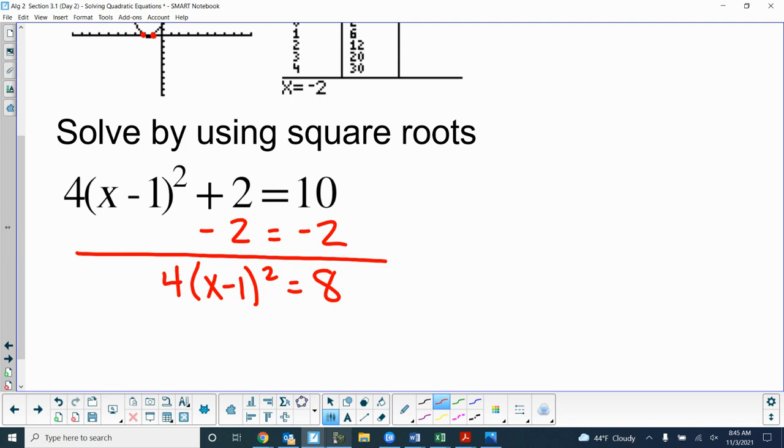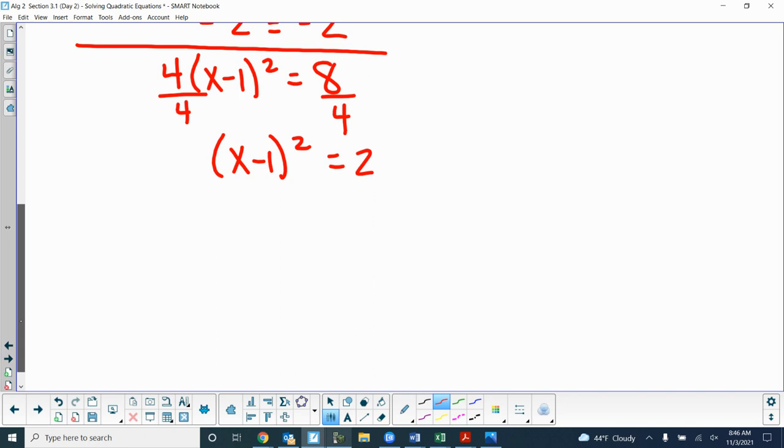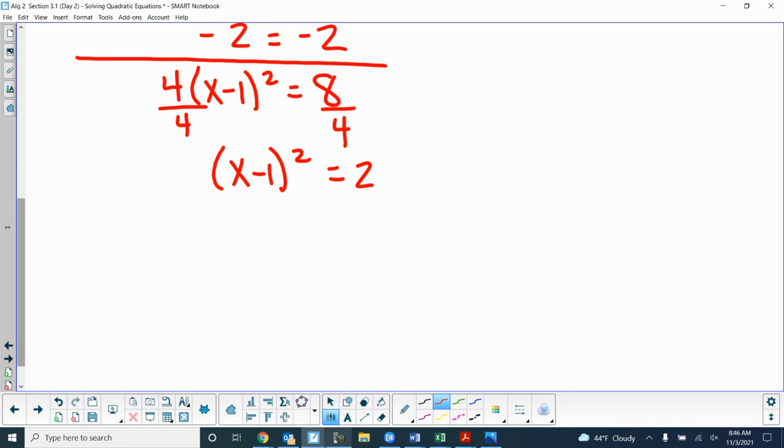Is the squared part alone yet? No, I got to move the 4 over. This means 4 times the x minus 1, right? So to move it to the opposite side, I have to divide by 4. So now I have x minus 1 squared equals 2. All right? Now I do what to both sides? Square root. We want to get rid of the squared part, right?